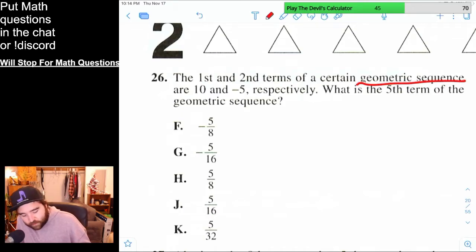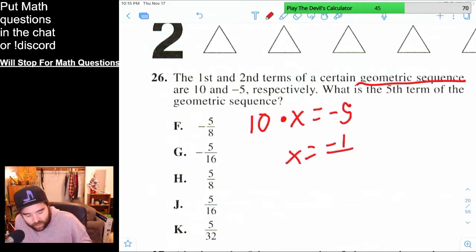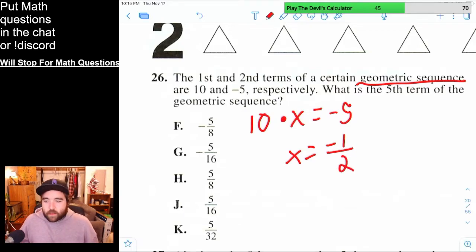So I would say if we start with 10, what did we multiply by? You could even solve it out. What did you multiply by to get -5? Well, you can see that you're multiplying by -1/2 every time. So I'd say if we're going for the fifth term, I would just write that out.